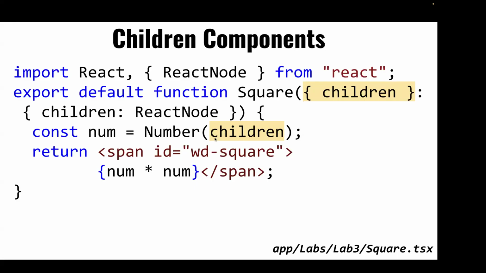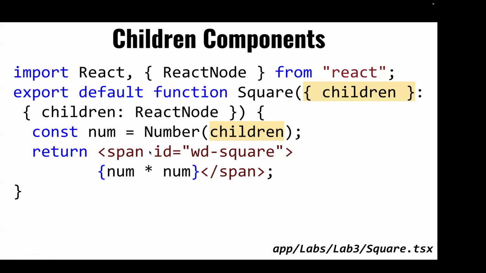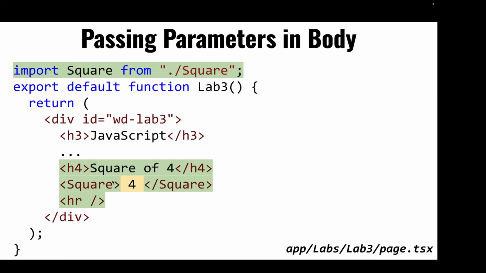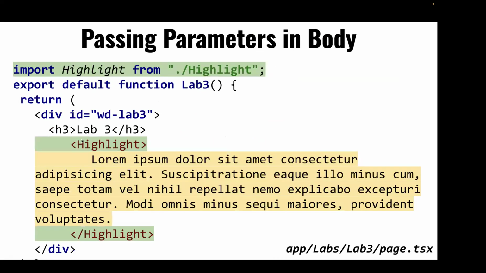And then this whole thing evaluates to a span with an ID, and then the actual number. So this whole square with a 4 in between, this whole thing evaluates to a span with 16, with 4 times 4 is 16. Okay, make sense?